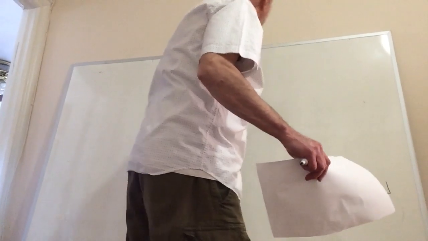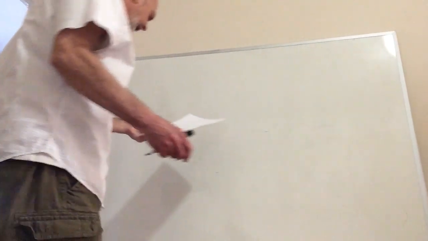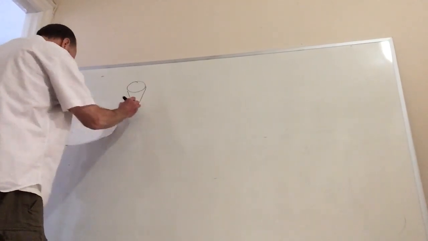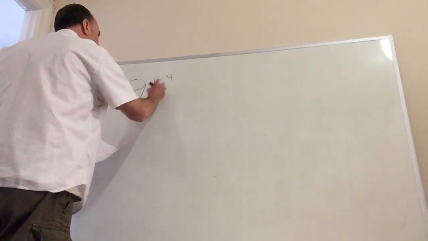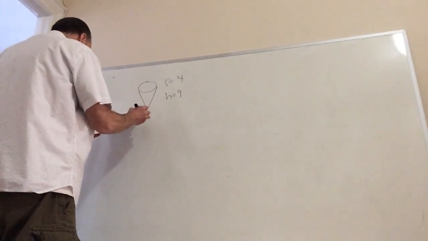It's a word problem. I'll read it out since you're supposed to have a copy. And it says, find the ratio of a cone. So I draw a cone. R equals 4. H equals 9. To a cylinder.